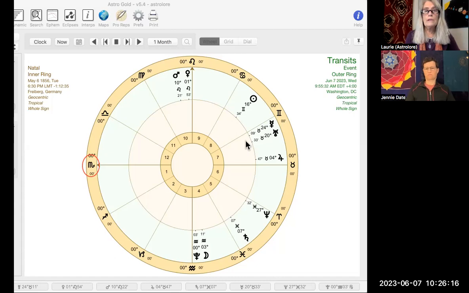So if Mercury is moving through your fourth house, you might be thinking more about your family. If it's moving through your 10th house, your intellectual attention is more on your career, but you also have to layer in the sign that it's in.